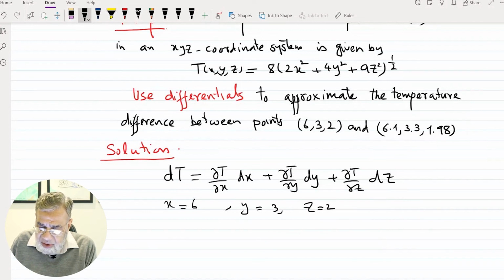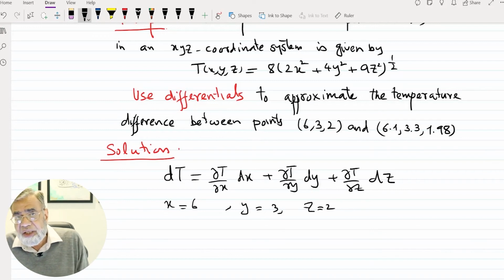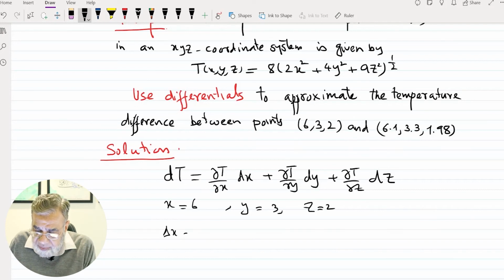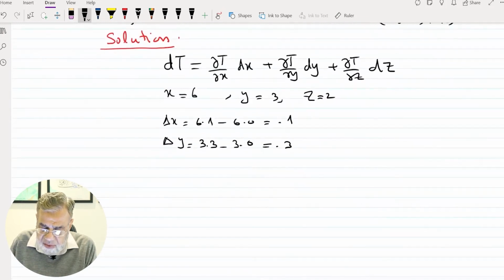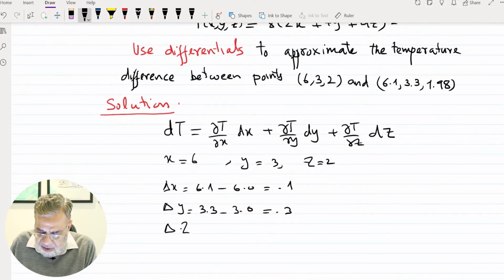And then we're given the second values, x2, and that gives me delta x. So my delta x is equal to 6.1 minus 6.0, which is 0.1. My delta y is equal to 3.3 minus 3.0, which is 0.3, and my delta z is equal to 1.98 minus 2.0, which gives me minus 0.02.